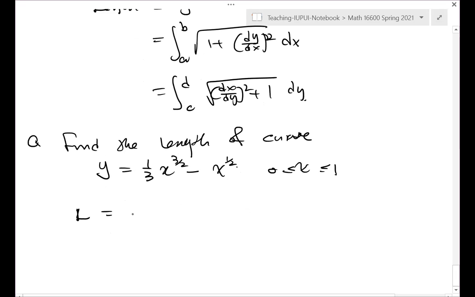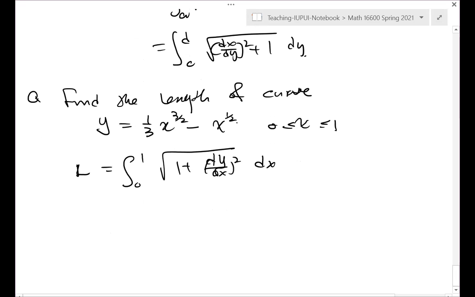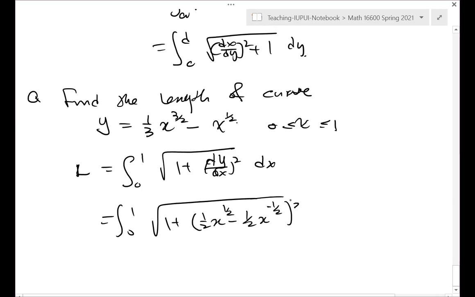L means the length, A means the area. The integral from 0 to 1 of the square root of 1 plus dy over dx squared, dx. So when you see a radical, you say, oh my God, probably I'm not able to evaluate this integral. So more likely, you are going to express the terms inside the radical as a square of something. Then you can solve the problem. So when you differentiate the first term, I get 1/2 x to the negative 1/2, squared, dx.